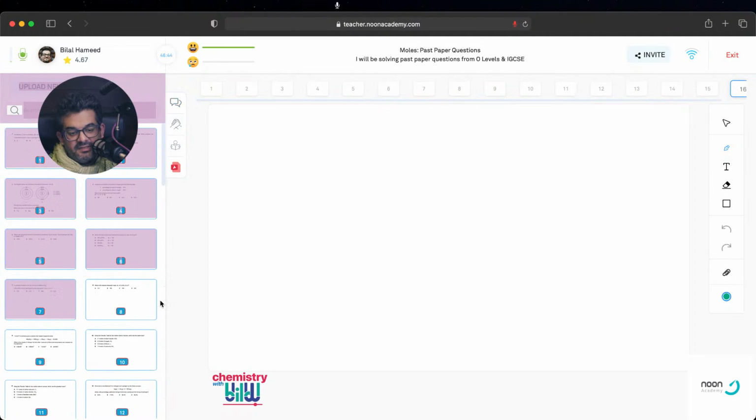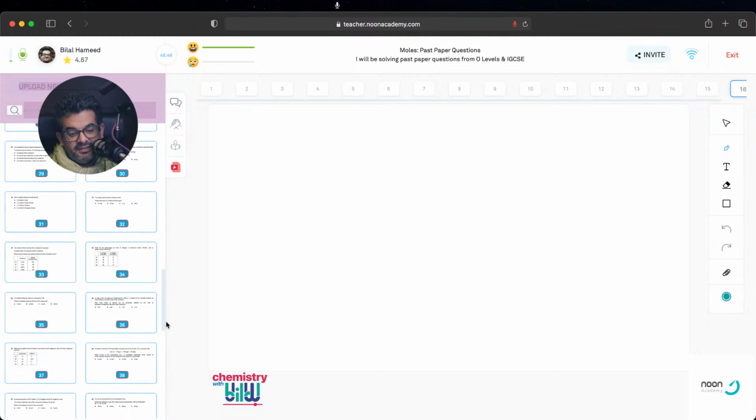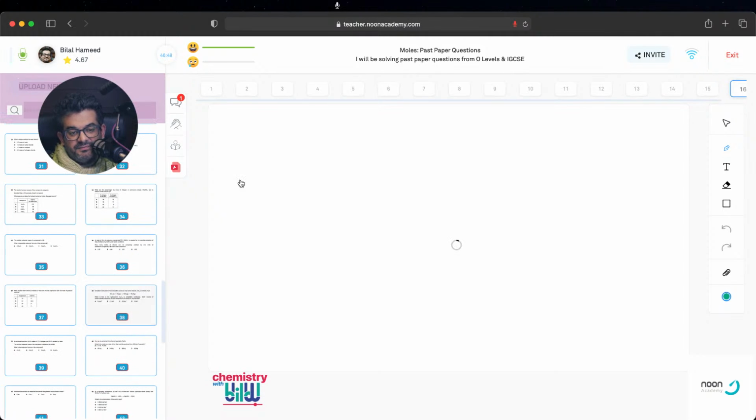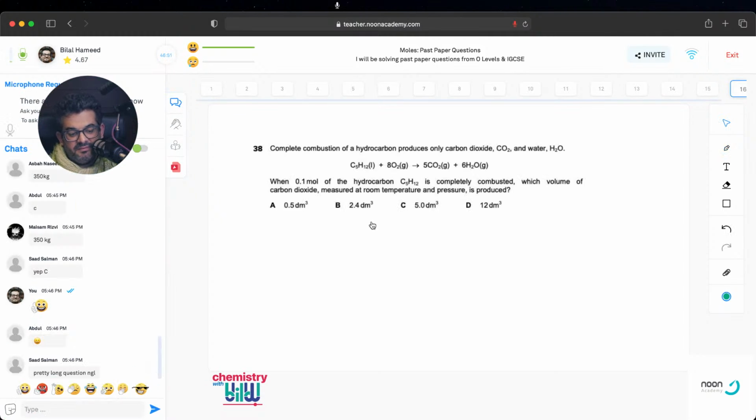Now this one is on volume of gases and moles together. So let's put this one here.